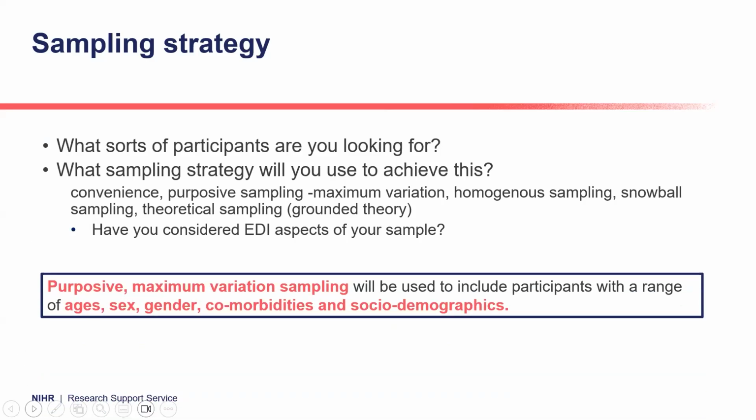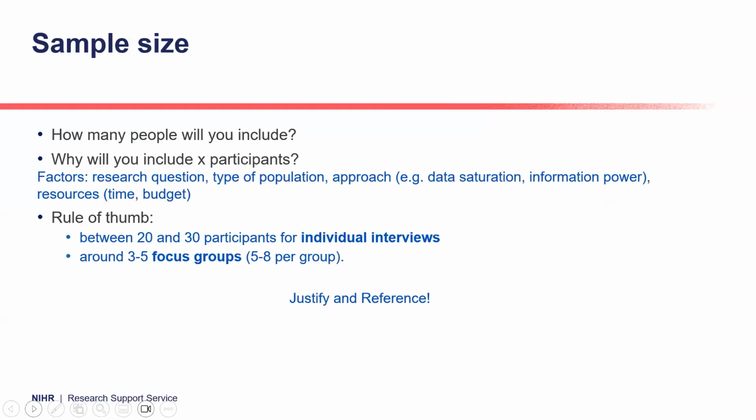And here is an example of how you would write this section to explain your sampling strategy and to show that you have considered the characteristics of the sample you're interested in including in your study. I know you're going to have a session on the importance of research inclusion tomorrow, so I'm not going to say anything about that. But I'm sure you know that EDI, equality, diversity, and inclusion is very important for NIHR. It's a condition for funding, so make sure you are addressing the EDI aspect in your qualitative section as well.